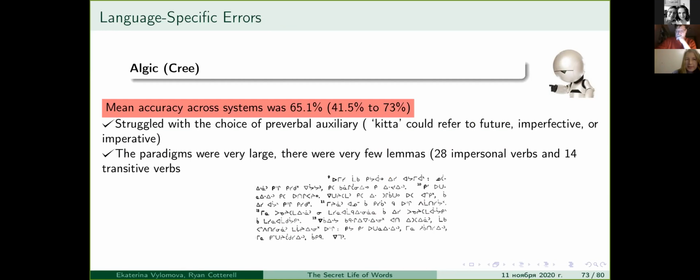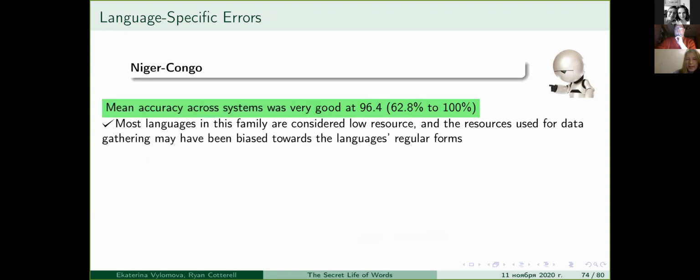Talking about specific languages, what kind of challenges there were. For instance, for Cree, the paradigms were very large, but with very few lemmas, so it was really hard to learn them. For Niger-Congo, this almost 100% performance can probably be explained by the data coming from textbooks that most likely provided mostly regular forms. So we need to take this conclusion carefully.